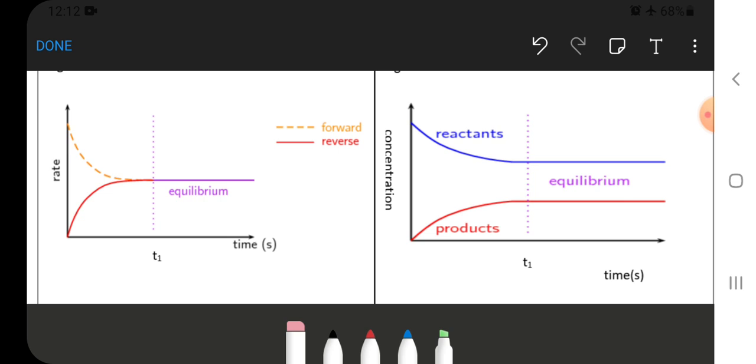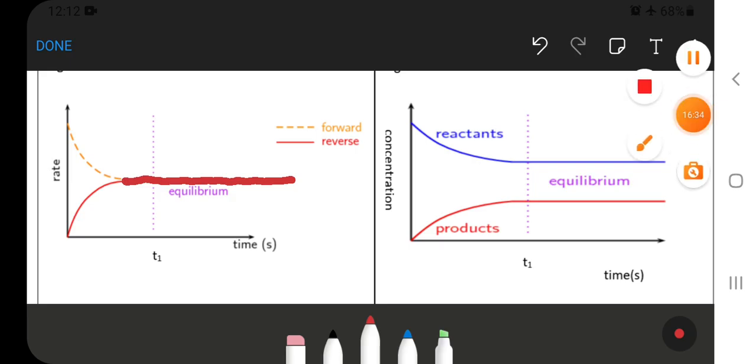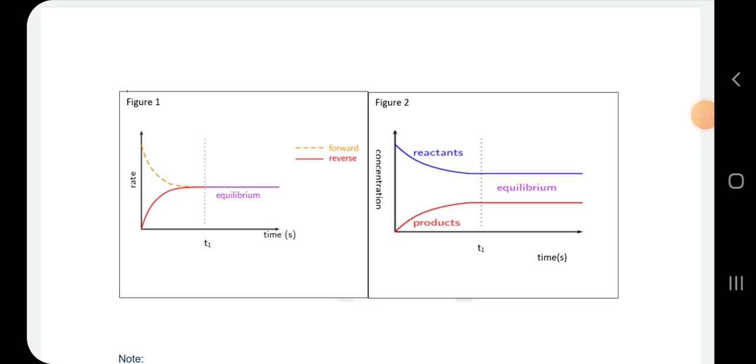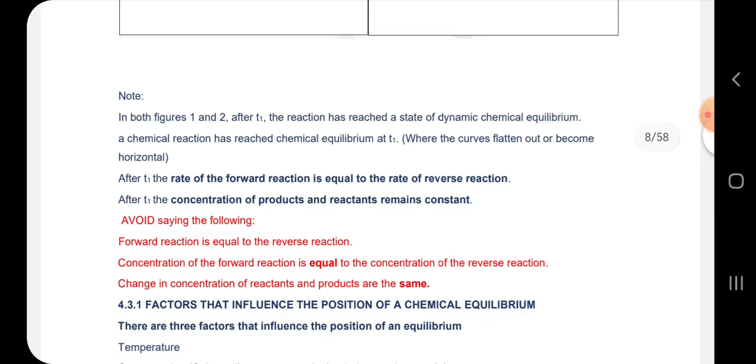figure. So here they are now both at a constant rate. Okay, the forward reaction and the reverse reaction are both at a constant rate at equilibrium. So both these graphs have reached dynamic equilibrium at T1, both of them. That's what we can see. And then where the curve flattens, after T1, the rate of forward reaction is equal to the rate of reverse reaction. And after T1, concentration of products and reactants remain constant.